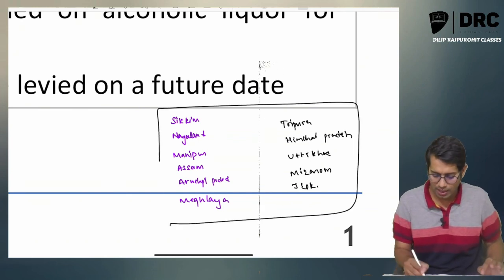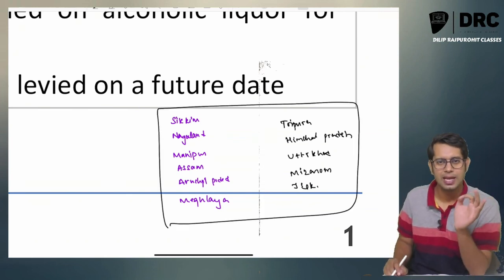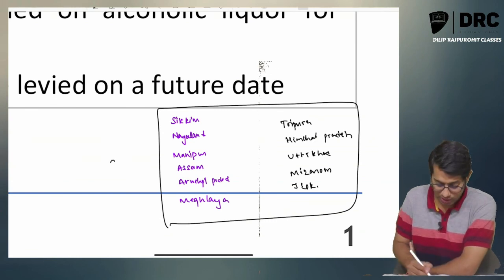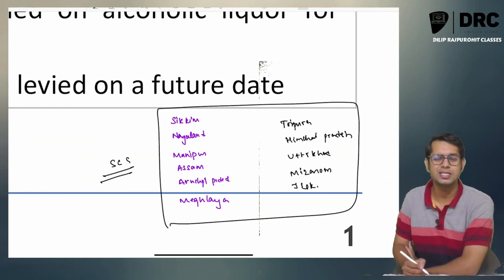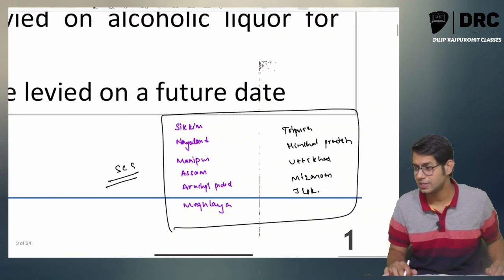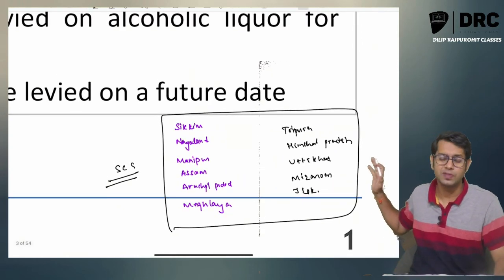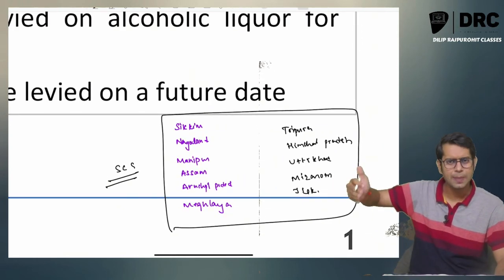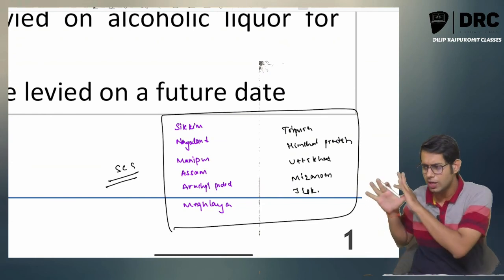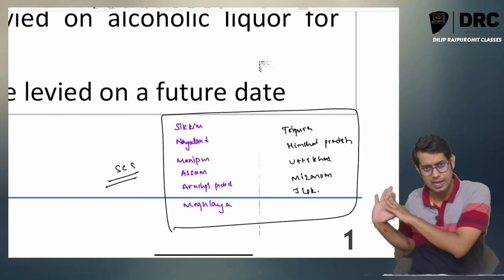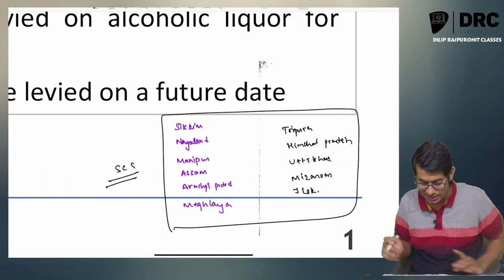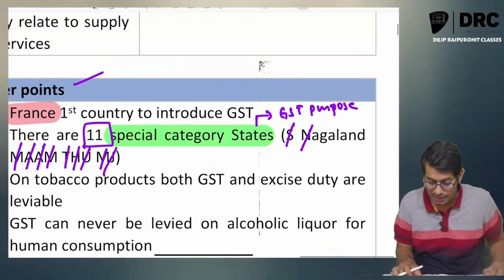So these are called 11 special category states. How many special category states are there? 11. You will understand the importance of these special category states in our future chapters. For now, understand that there are 11 states which are called special category states.